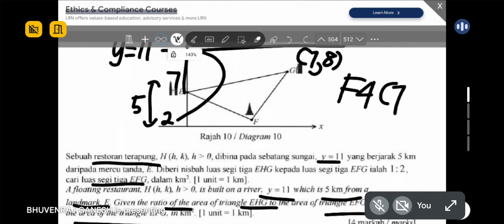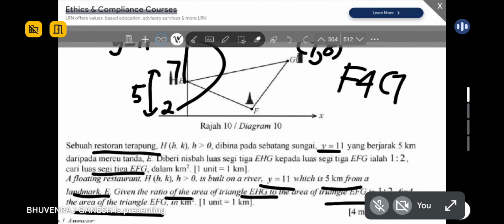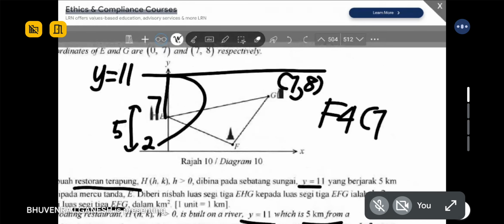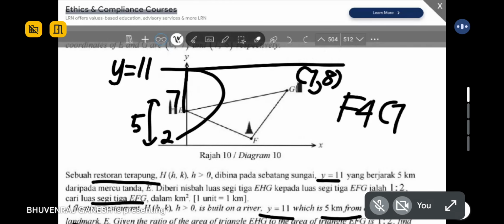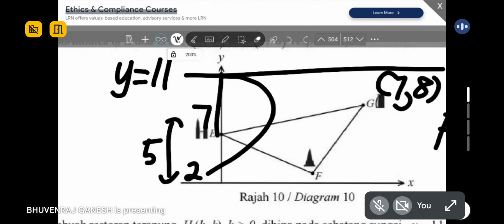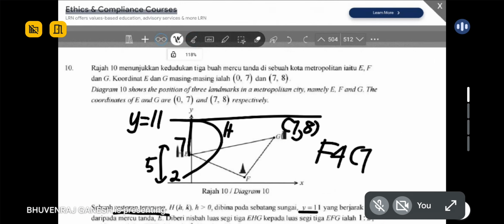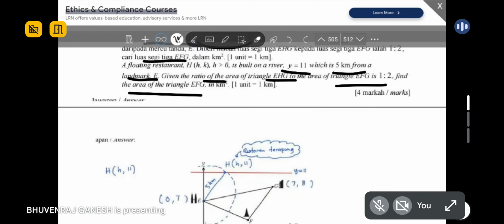Okay, so now what else? Ratio of area. So you have EHG, EFG. For coordinate F, we don't know yet. Coordinate H, you need to find out coordinate H first. Maybe it can be anywhere. Maybe H is somewhere here, for example. So the question is, they say H must be greater than 0, which means it's positive. So you see the step over here.